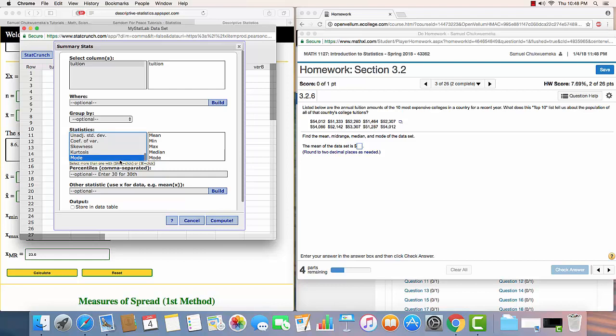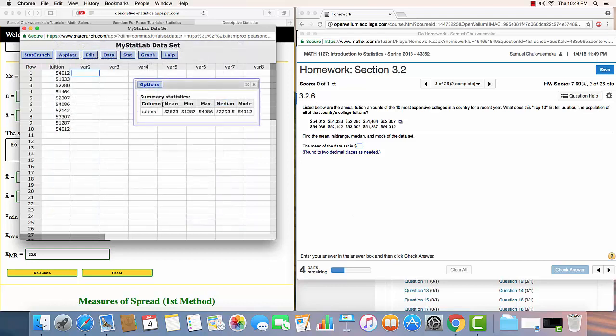Okay. So if you're using Windows, after you click on mean, you hold down the shift key, and then you click on minimum, maximum, median, and then mode, and then you release it. You hold the key and click on the minimum, maximum, median, and mode. Then you can release it, okay? And then you click Compute.